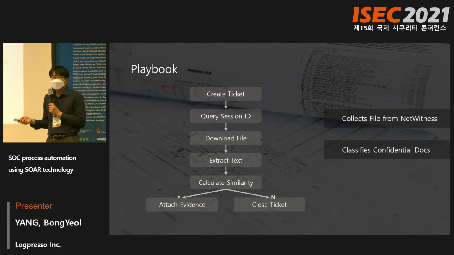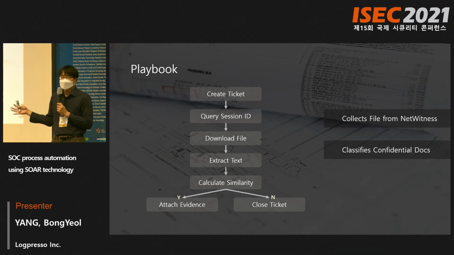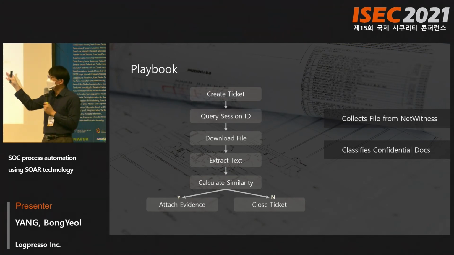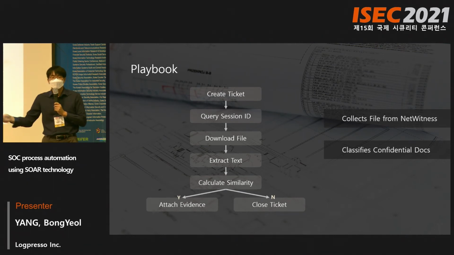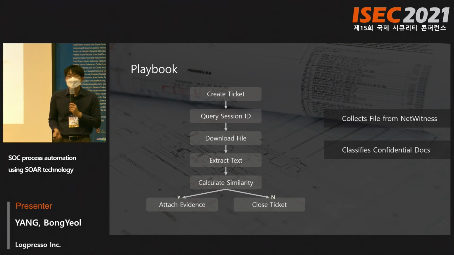And then, as I told you before, the types of the files must be classified, whether it's a PowerPoint, Word, Excel, or a PDF. And to extract the text there, to see if this is similar to the internal documents of the company, and have it attached as evidence, or to close tickets as completed. All of this can be configured on Playbook.